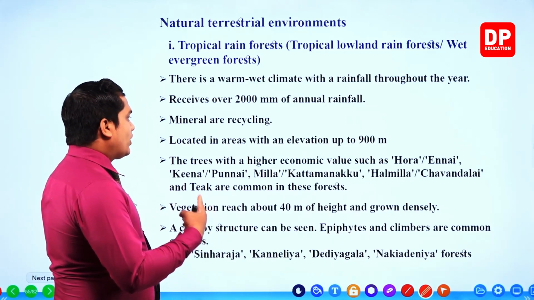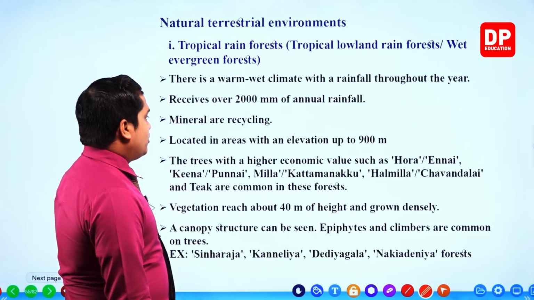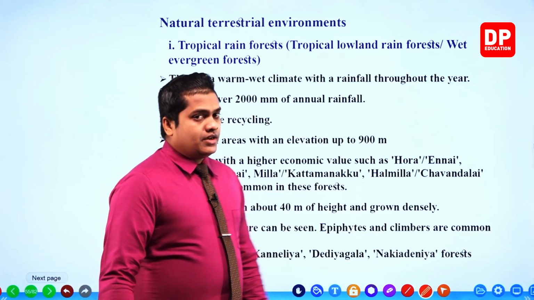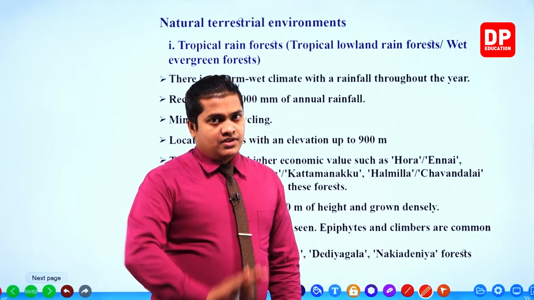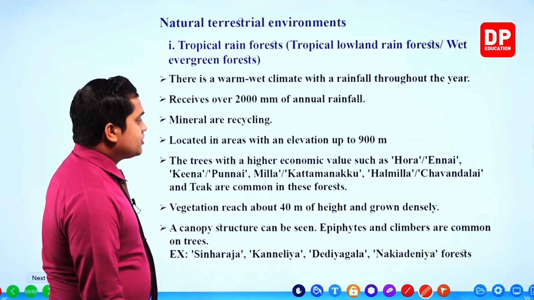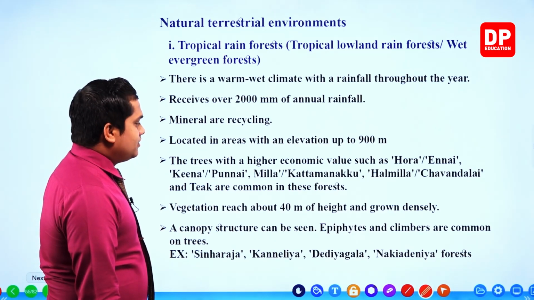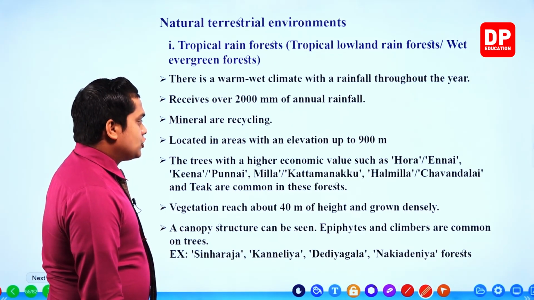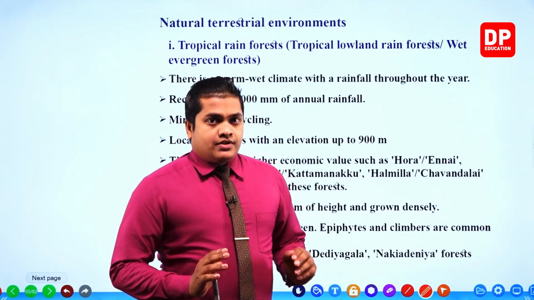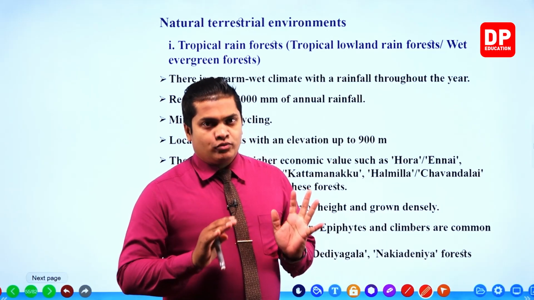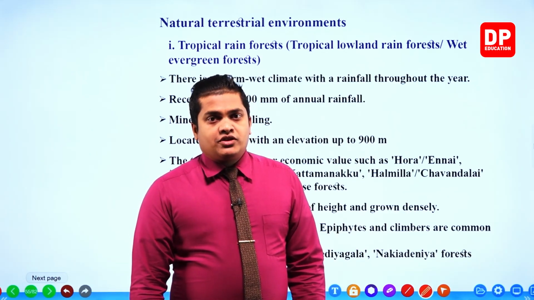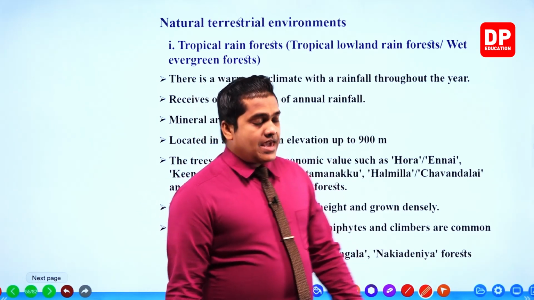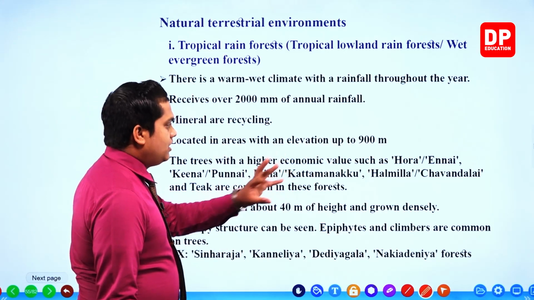Then the next one, located in areas with elevation up to 900 meters. Now these forests are mainly located in areas with elevation up to 900 meters from sea level. Then the next one, the trees with a larger economic value such as hora, keena, mihiri, hulan and teak are common in these forests. So these forests contain, my dear children, some trees which are economically valuable. Actually, these trees are much valuable. The wood value is very high in these trees. So the examples are hora, keena, mihiri, hulan and teak.